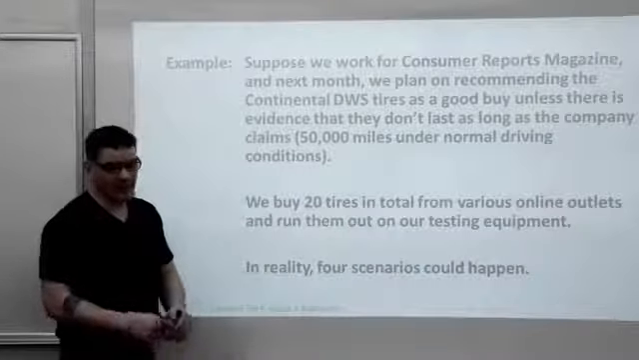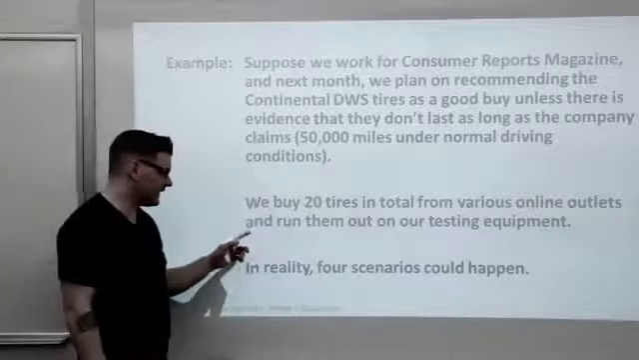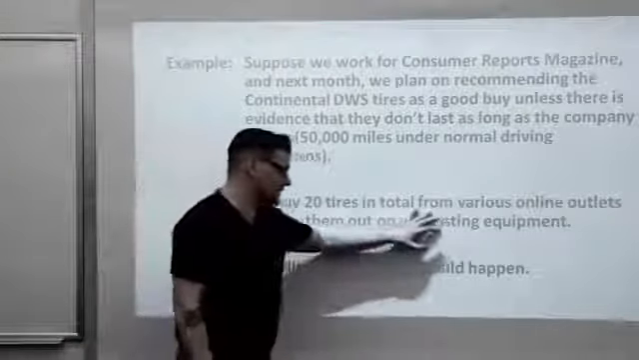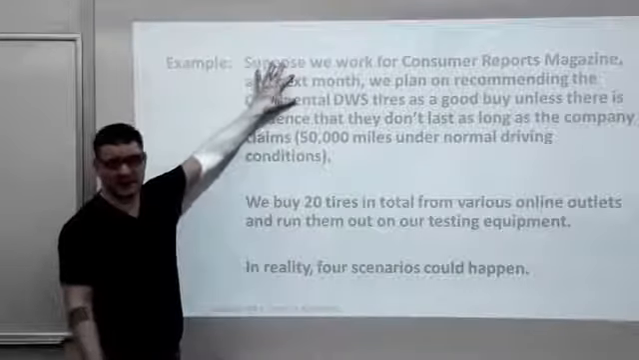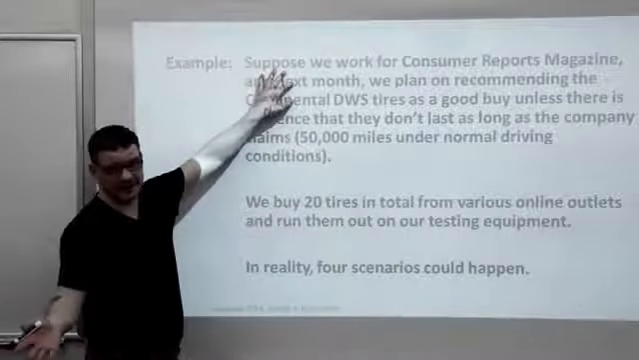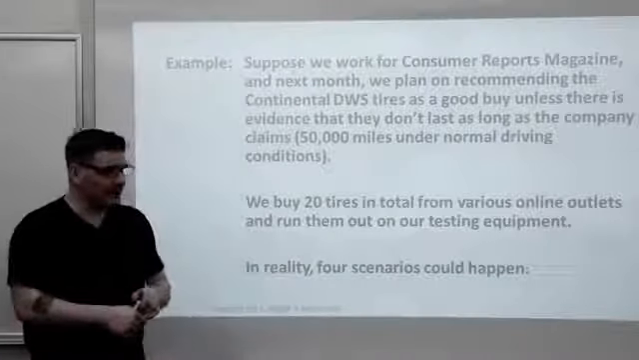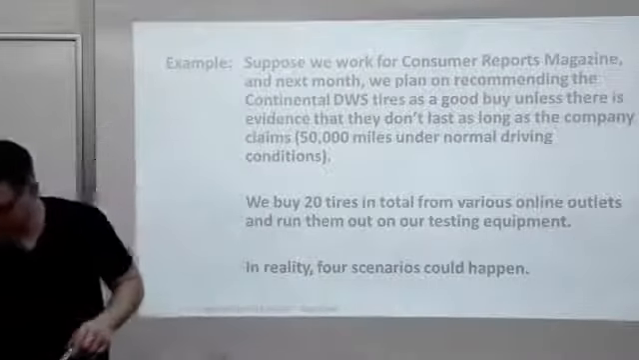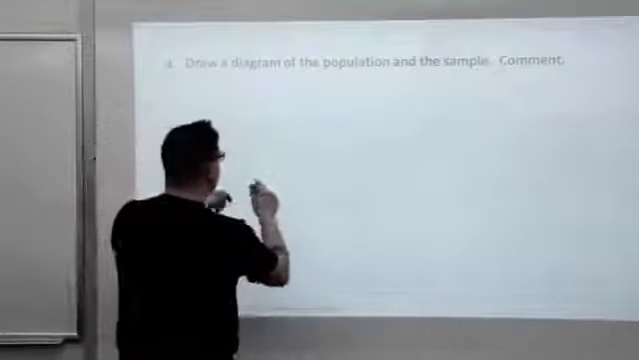So I don't know, maybe we'll get 1 set from Tire Rack and another set from somewhere else. Altogether 20 tires, and we're going to run them out on our testing equipment. Remember, we work for the magazine. We're just doing our due diligence before next month's magazine comes out. Run a little test. In reality, 4 scenarios can happen. Okay? Now let's draw a diagram of the population and the sample.